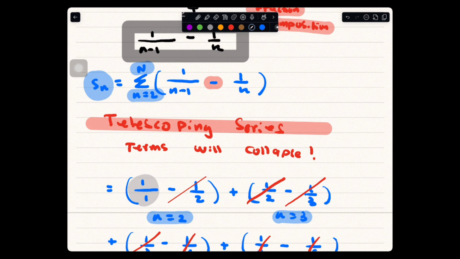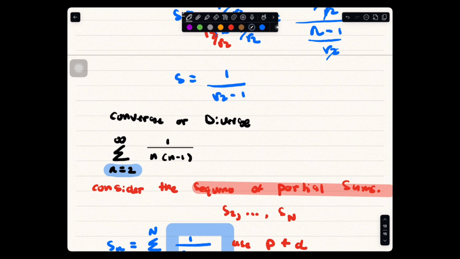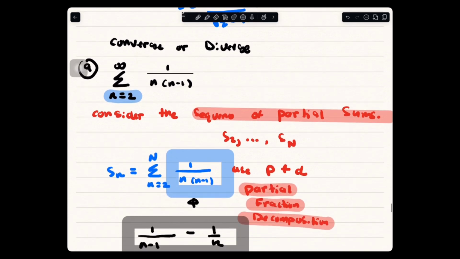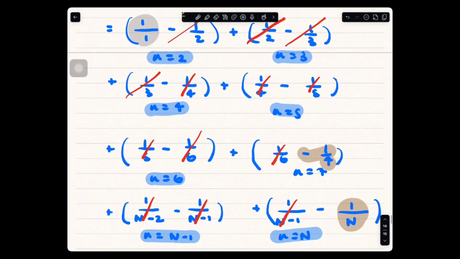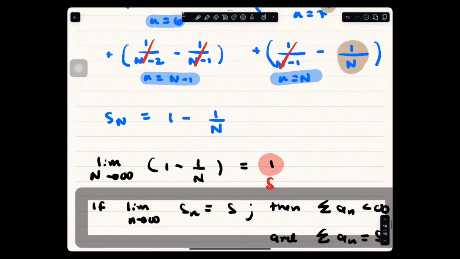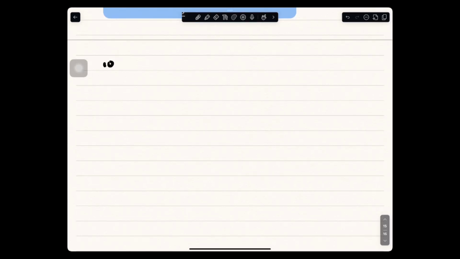On my worksheet, I guess this is like number 9 on the worksheet, by the way. So there's number 9. Let's look at another one. This is number 10 on the worksheet.